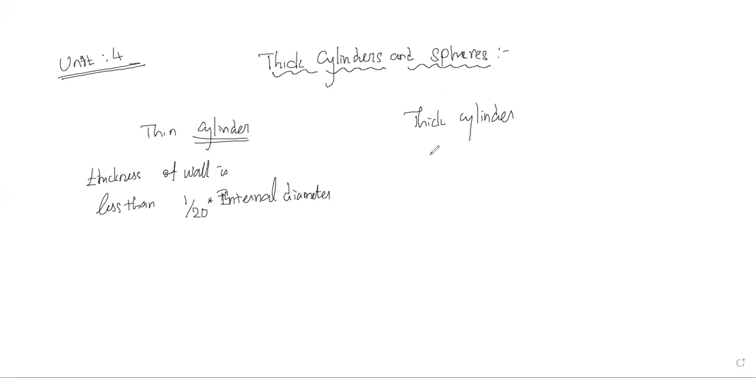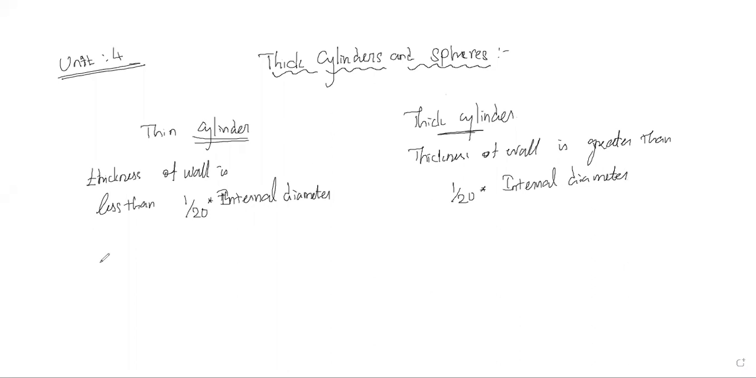Okay, if the same, the thickness of wall is greater than 1/20th of internal diameter, then the cylinder is said to be thick cylinder. So this is with respect to dimension. So next, with respect to stresses.